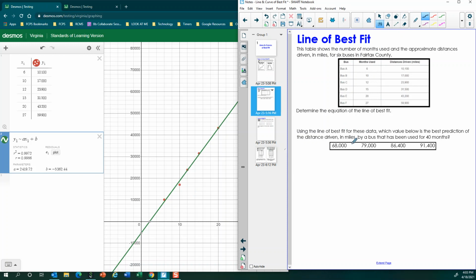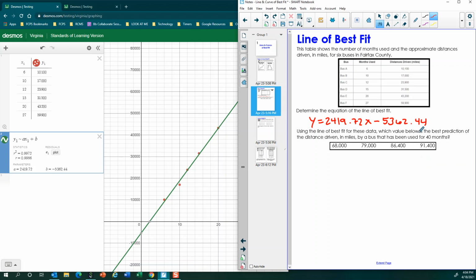So I'm going to go ahead and jot that equation down so that we have it. So that would be y equals, and then A was 2,419.72. Then we have X, and then B was negative 5,362.44. Usually we'll have directions for rounding. If we don't, nearest hundredth is a good bet to use.